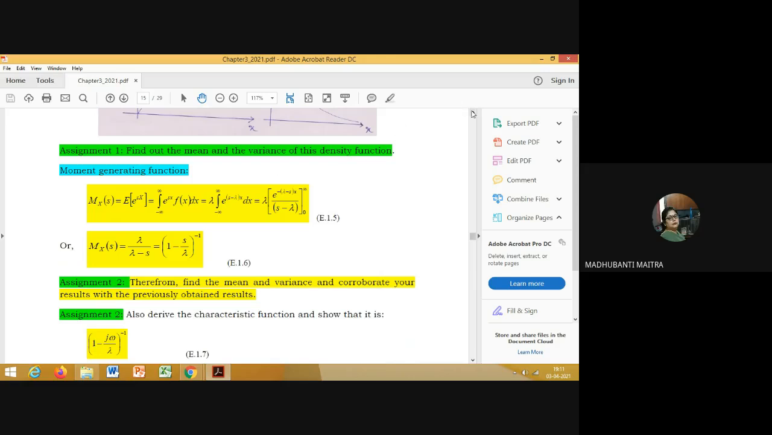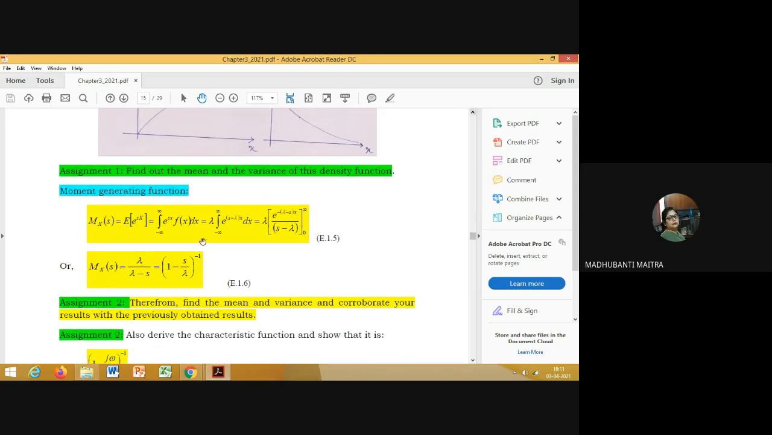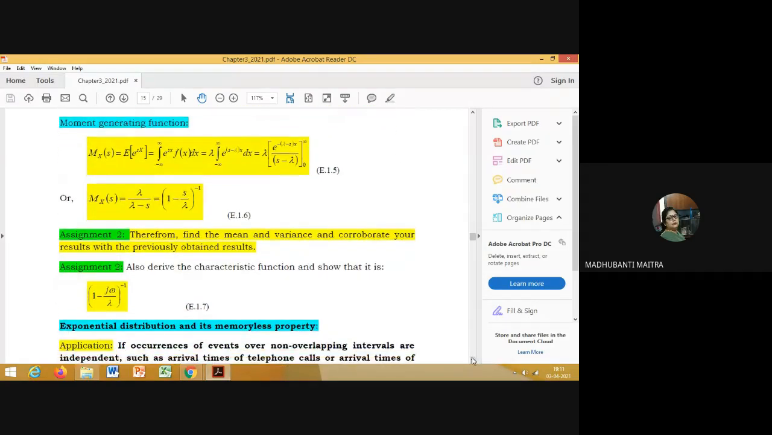So which method is a simpler one for finding out the expectation? This one or the previous one? This one. So that is the appeal of the moment generating function or characteristic function, right? So your assignment is to find the mean and the variance and corroborate your results with the previously obtained results.